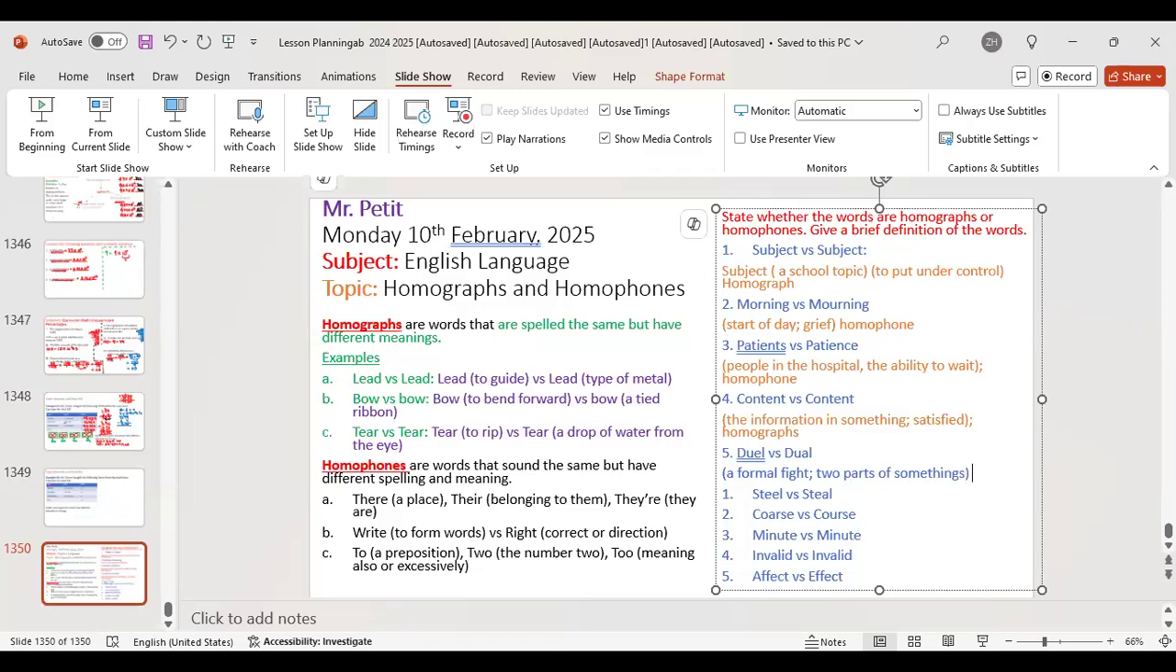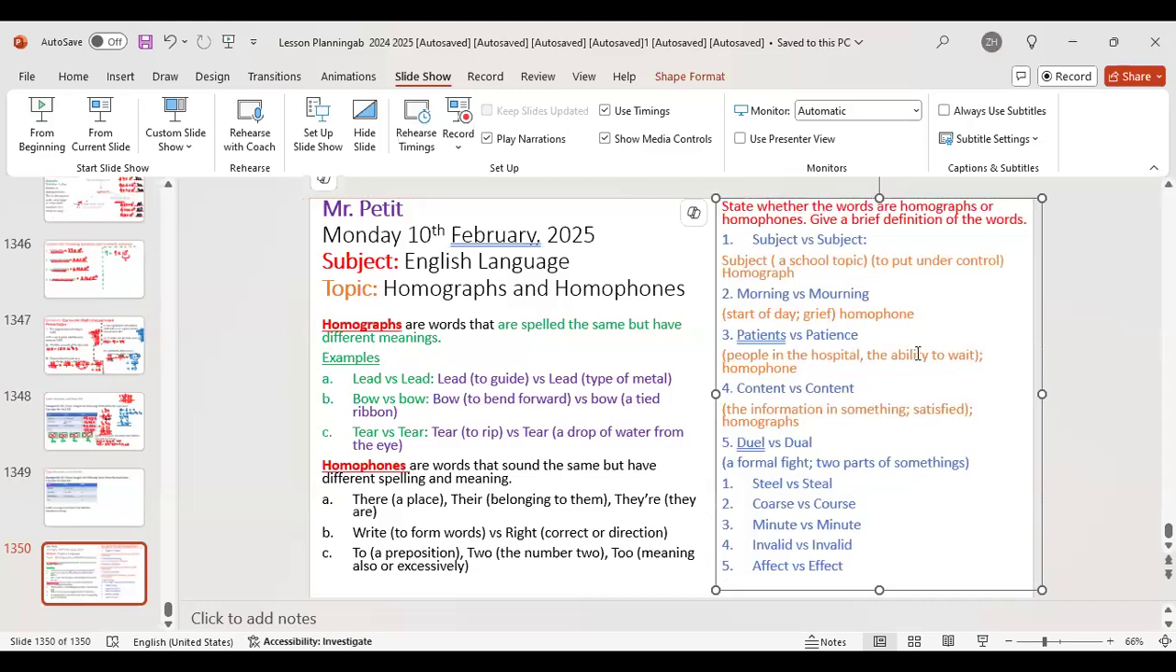For example, I remember in school when I went to UB, I did a dual major. That means when you do two majors at one time. So dual is like two parts of the same thing. Oh, Mr. Petit, that means you graduate and got two degrees at the same time?